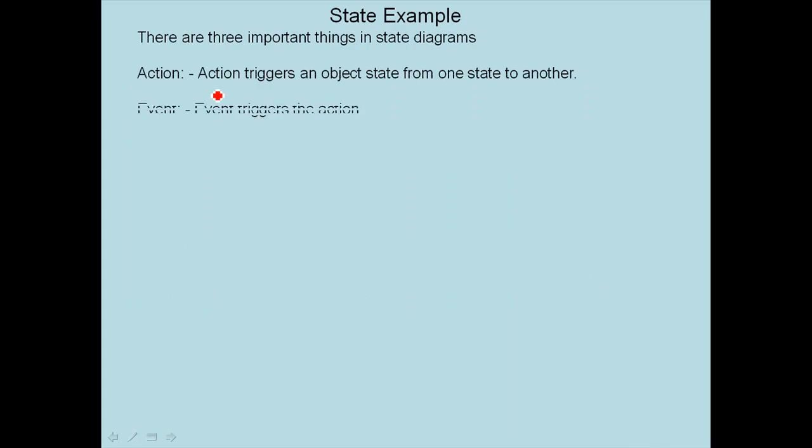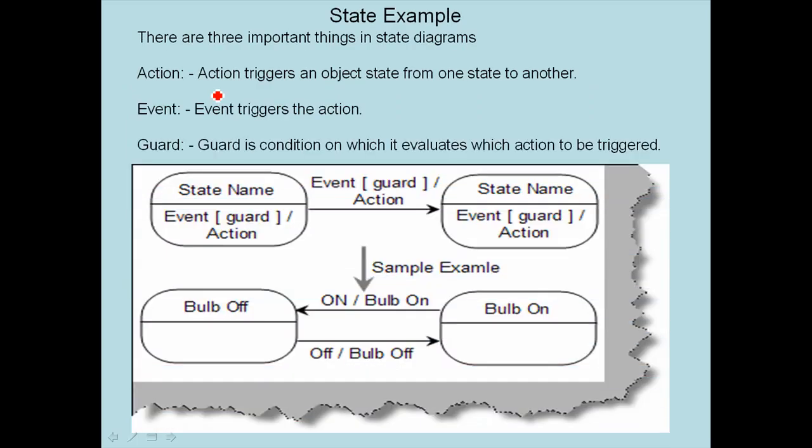Basically, there are three important things in a state chart diagram. When we say there is a state, then definitely there is an action which triggers that state to move from one state to another state. Second, these actions are triggered by events, and the guard is a condition which evaluates which action is to be triggered. So for instance, here we have a state called bulb off, and then a state called bulb on. Both of these are states, and states are represented by using the oval shape.